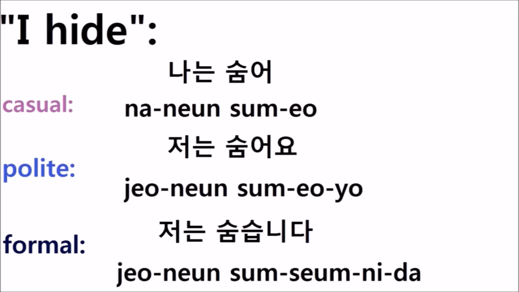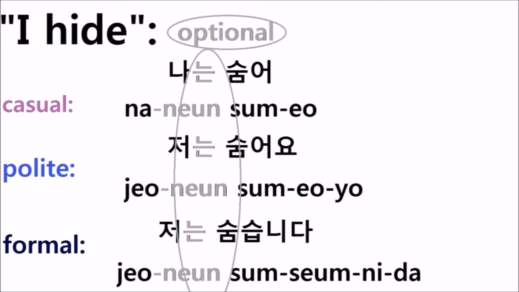The 는 or 은 is actually optional. When you have a very short sentence like this, it's obvious which word is the subject, so a subject marker is not necessary. If you have a more complex sentence, the subject markers are very helpful in avoiding confusion.